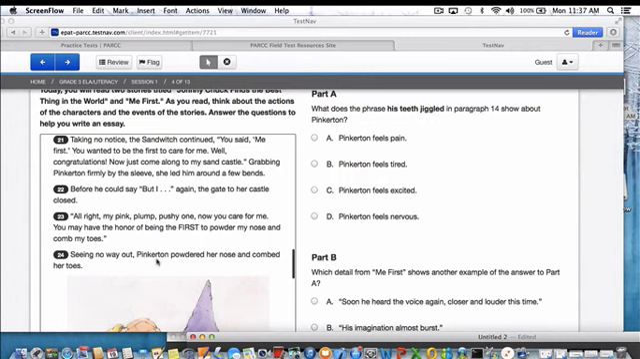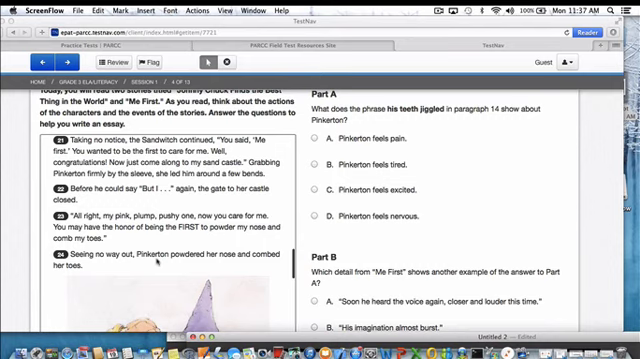And that's where the depth of knowledge, or Webb, comes in, because the content that they're asking for here is not just the understanding of the word "jiggled," but the understanding of the phrase "jiggled" as it relates to Pinkerton and his character. And so that's a little bit more challenging.